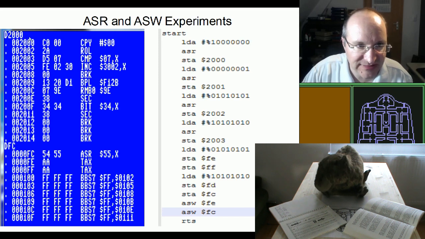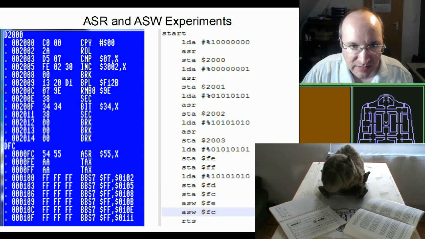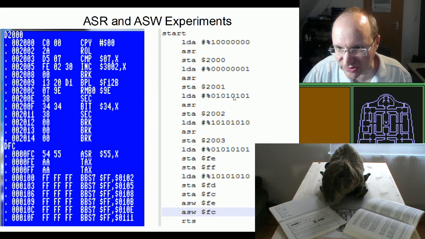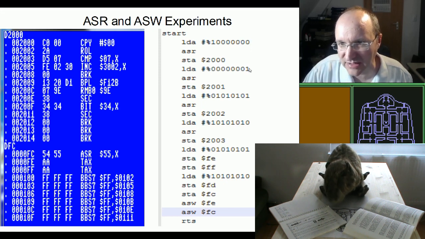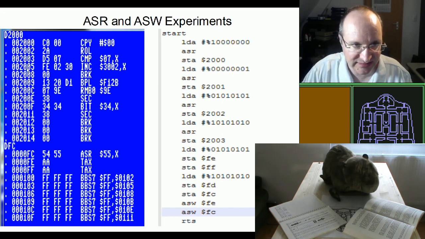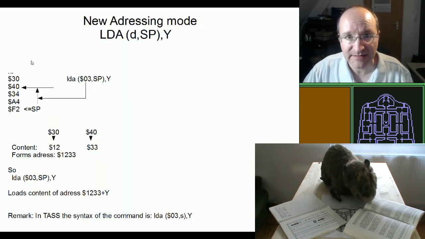Here I just have placed for you the result of my experiments based on the ASR. So this is just what came out with the different shifts. You have here some more examples where you can see what happens if I'm shifting arithmetic this number or this number. You can see the results here.